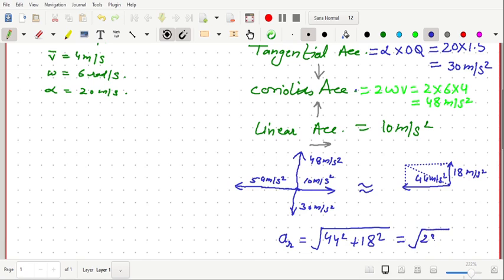Under root of 2260. We can easily find out the under root of this, which will come out to be 48.06 meter per second square. So this is the final acceleration of this system. Okay, so thank you.